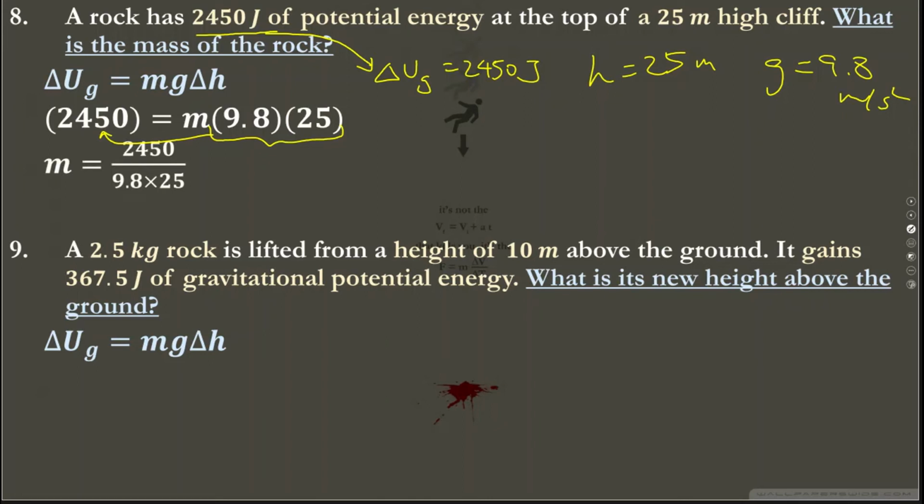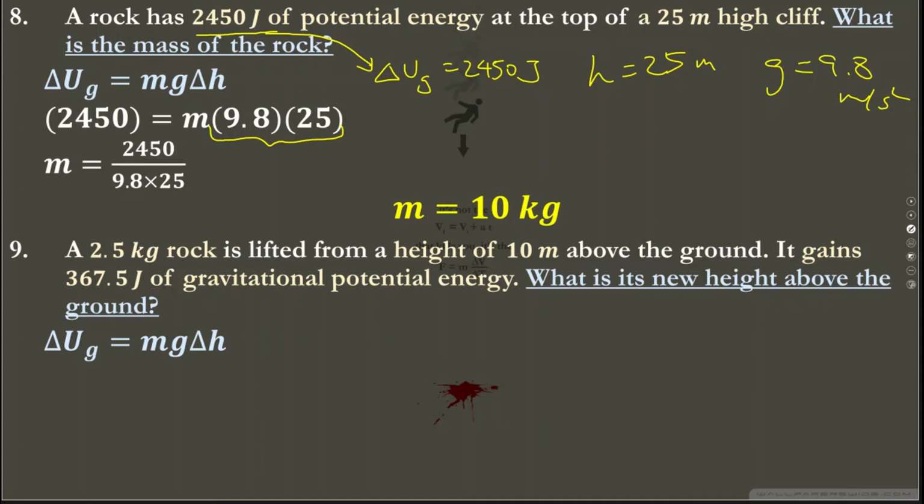And so you're left with 2,450 over 9.8 times 25. Substitute that in, and I'll find that the mass of my object is 10 kilograms.